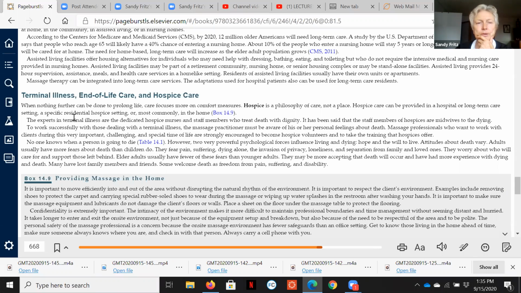I have heard people say, I've heard the term midwives to the dying in relationship to hospice. We don't die very well in the Western societies, and we're all going to die. And there's no way out of that.